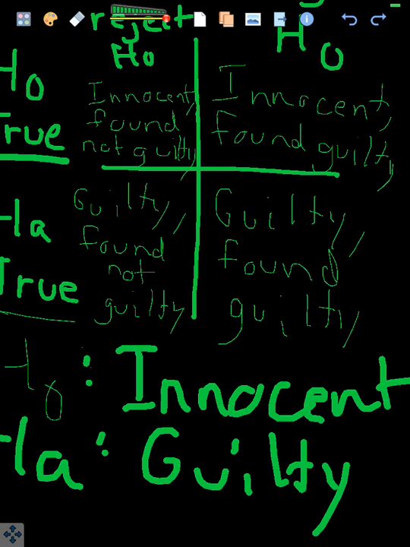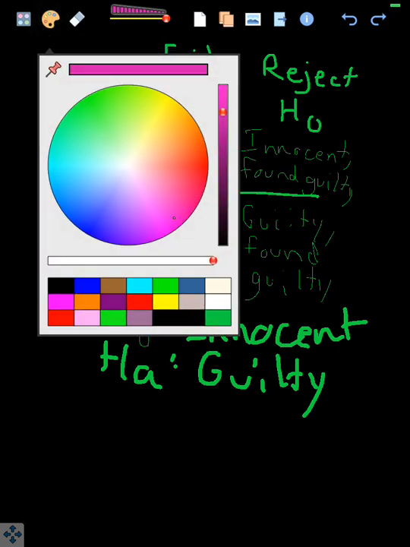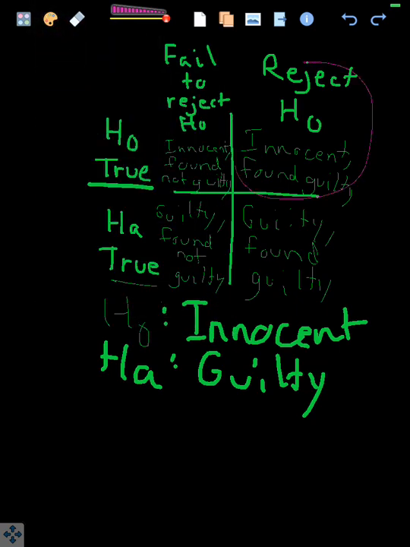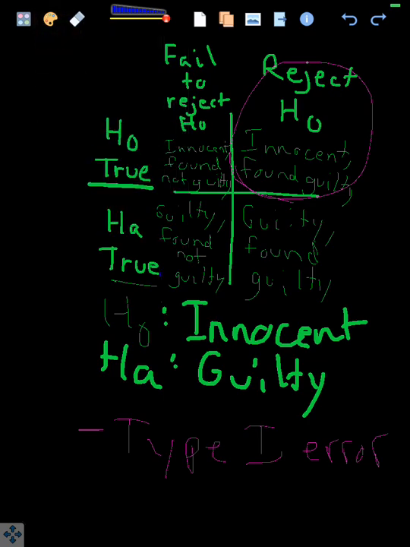Definitely stole those Oreos. Now, in this analogy, and the way we always do this chart, if you make the chart, type 1 error goes on the top right. Let me pick pink. So pink is type 1 error. That's when the H0 is true, but you reject it anyways. And then on the bottom left, that's a type 2 error.